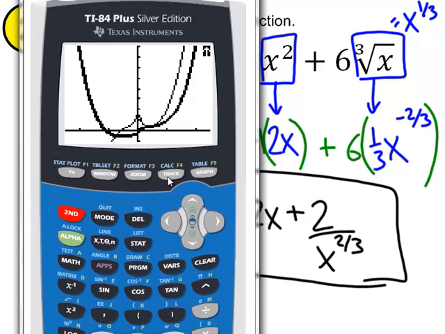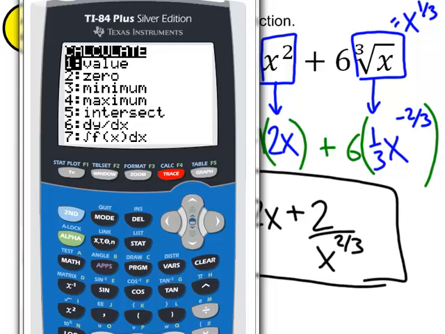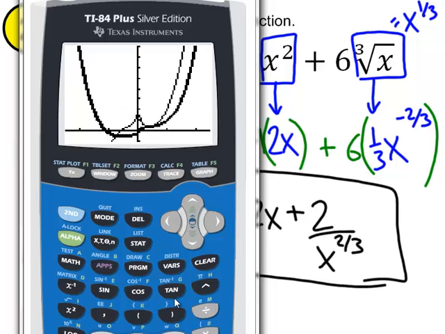I'm going to go to second calc, and I'm going to press the number 6 on my keypad, do derivative. And notice up there that I am working with y1. So I'm going to pick just some arbitrary point. I'm going to say 1, just because it's an easy number to type in. And I find that the derivative, the slope of the tangent line of that bold curve, is 20.